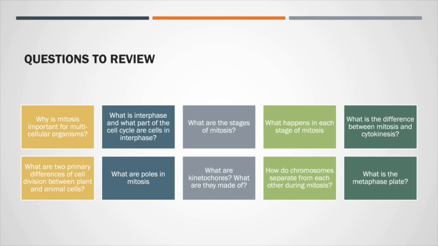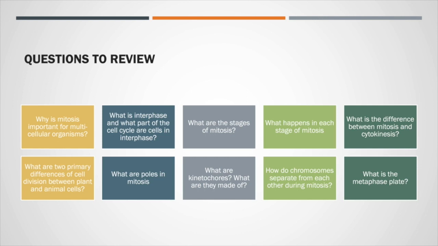What are the different stages of mitosis and what's happening in each? What is the difference between mitosis and cytokinesis? What are primary differences of cell division between plant and animal cells? There's more than one. What are poles in mitosis? What do we use the term pole for, and where are they located? What are kinetochores? What are they made of? And what are the three different types of microtubules that are part of the mitotic process?